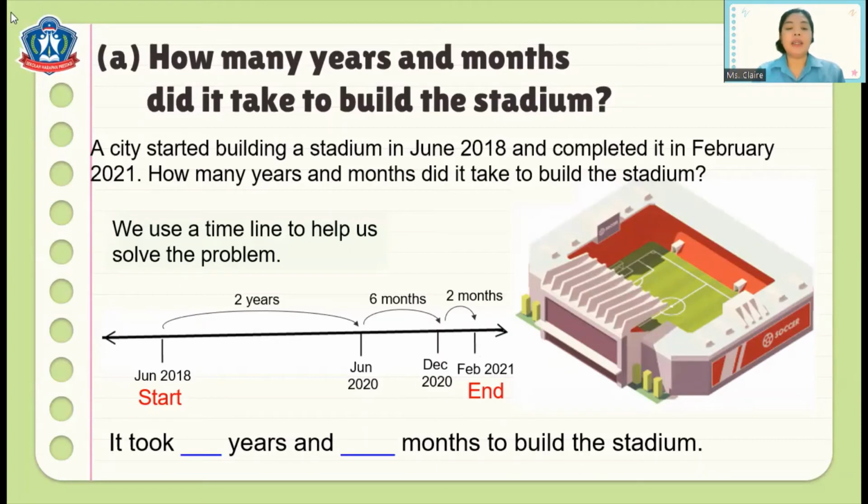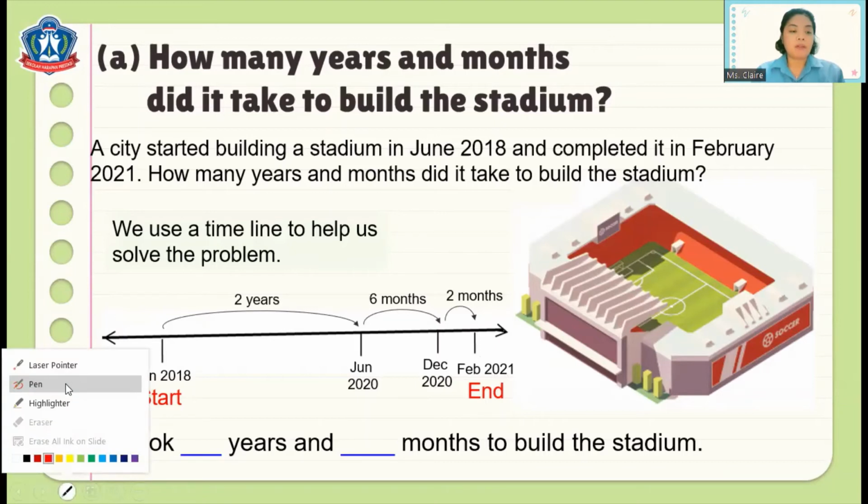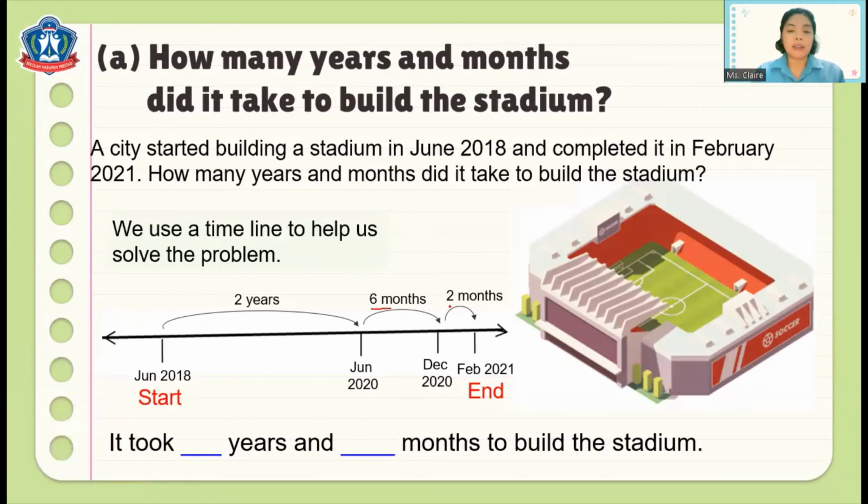So look at how many years. We have 2 years here, and we have how many months? 6 plus 2, and that is 8 months. So therefore, it took 2 years and 8 months to build the stadium. Is it long to build the stadium before?